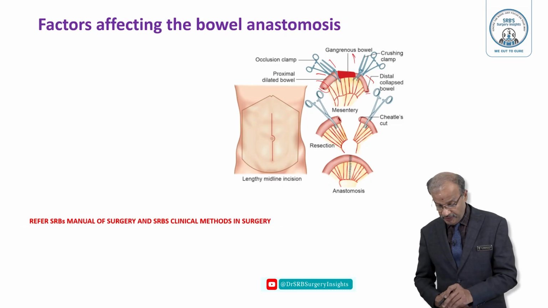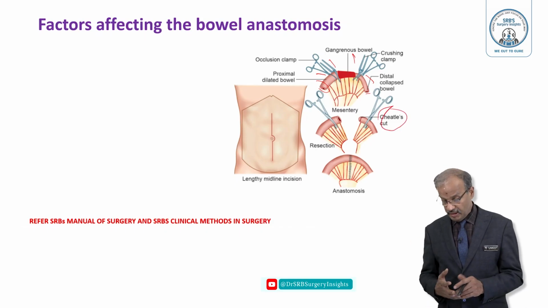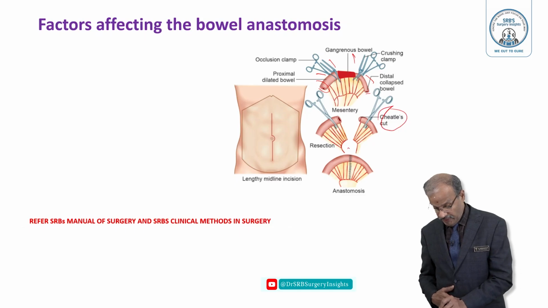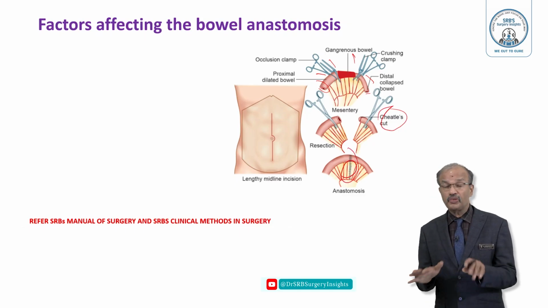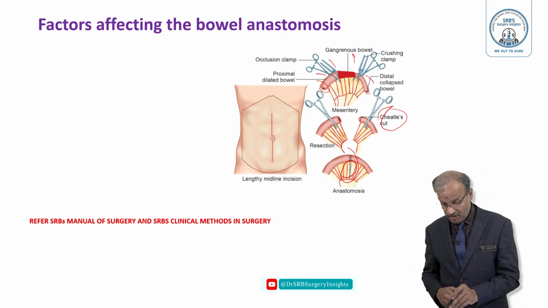That we will discuss later. And the mesentery is there, so the mesentery has to be cut. Then you have to do the anastomosis. What is called a Cheatle's cut, to overcome the luminal discrepancy, is also important. Always you have to oppose the mesentery also. Otherwise, internal hernia can occur. So this is important. This is the basic thing.